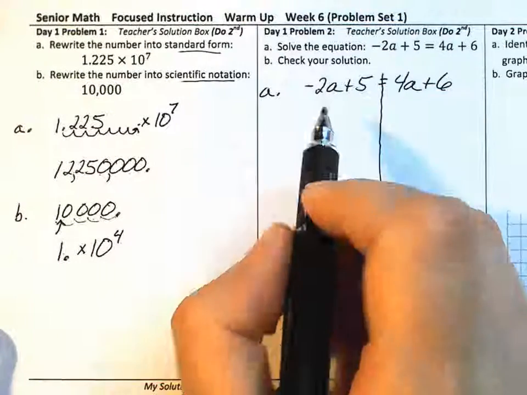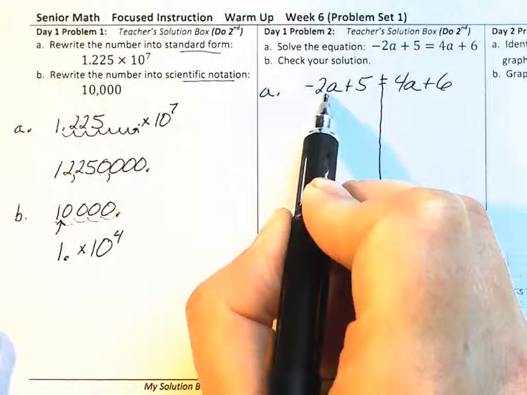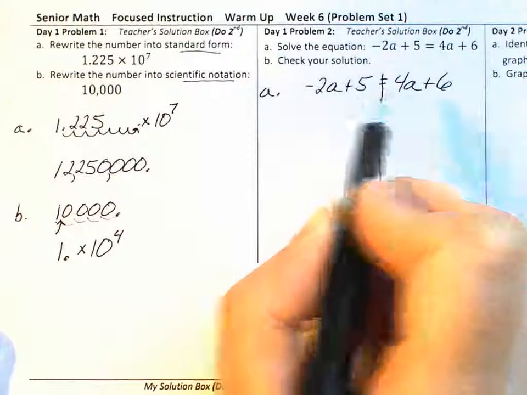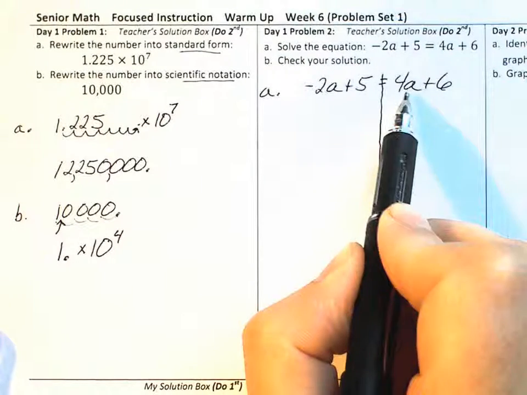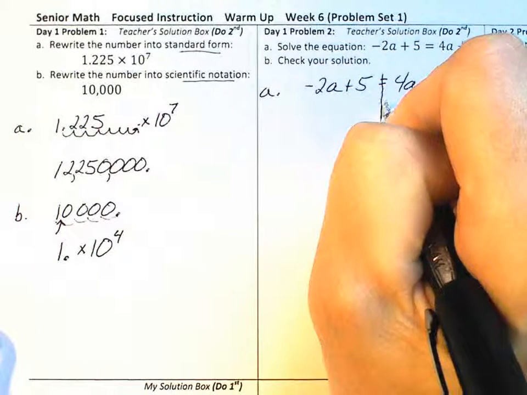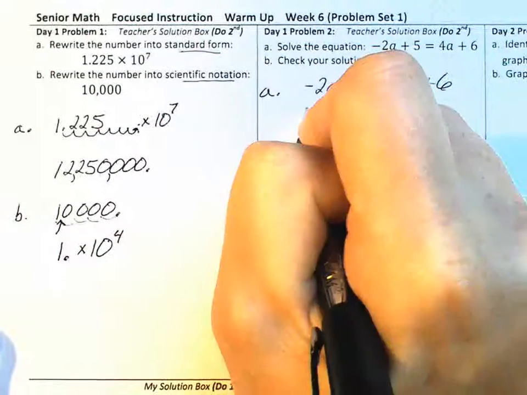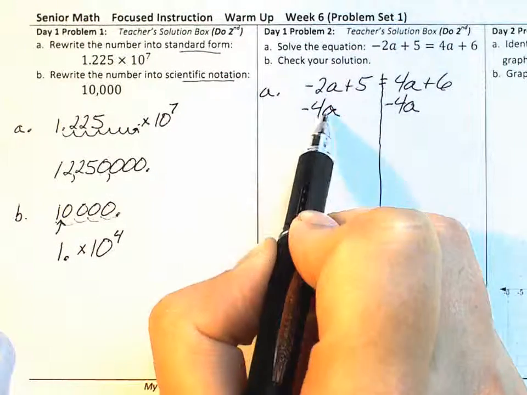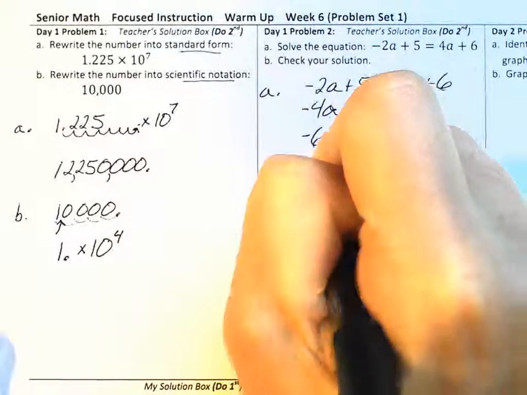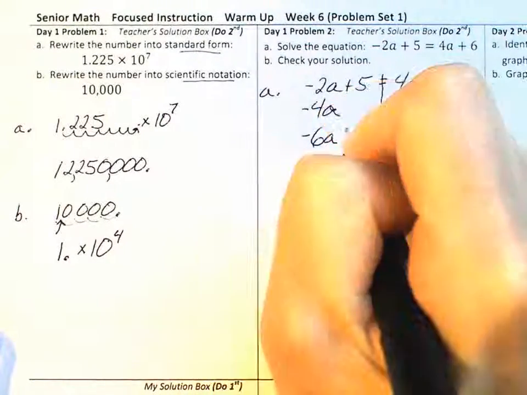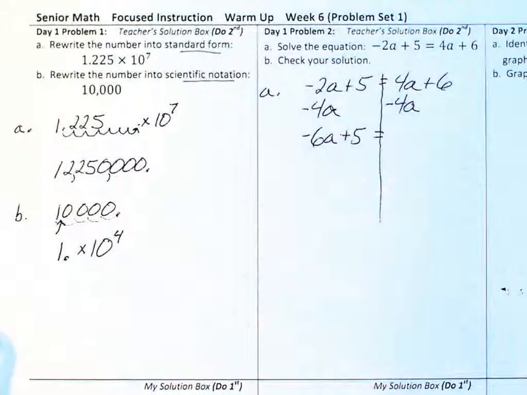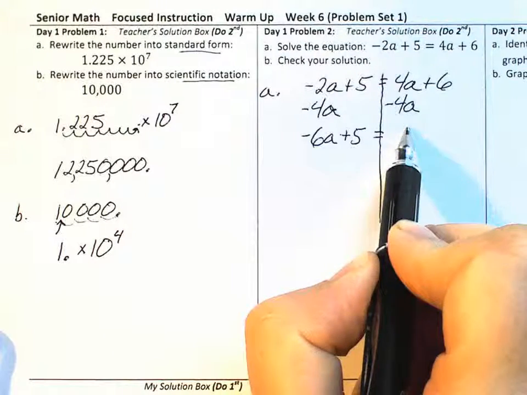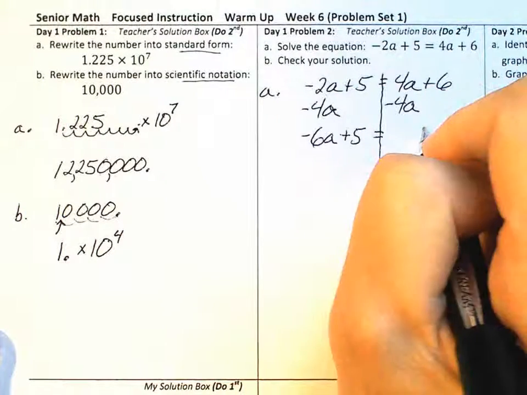The first thing I notice is that there's an a term on the left side of the equals, and there's an a term on the right side of the equals. We don't want to have 2 separate a terms like that. So let's remove this one using subtraction. Subtract 4a and subtract 4a. Negative 2a subtract 4a is negative 6a. The plus 5 can be brought straight down, equals 4a subtract 4a is 0a, or just 0. And then the positive 6 can be brought straight down.